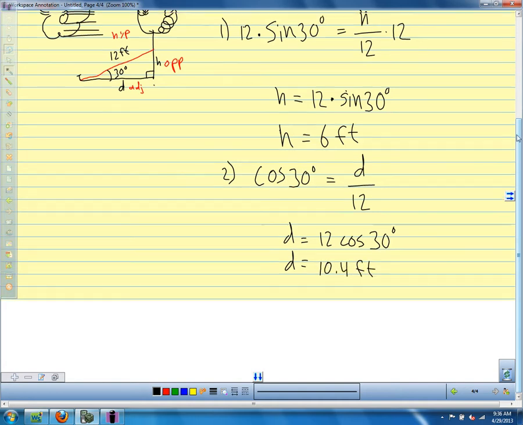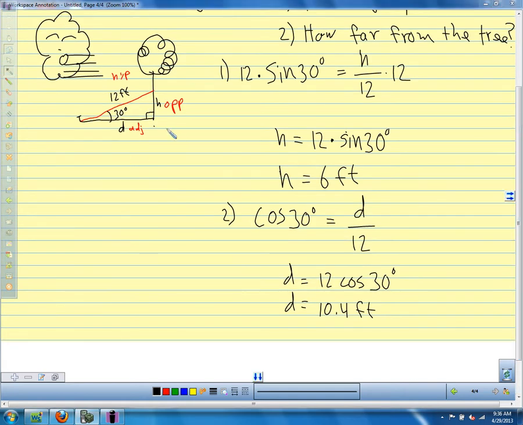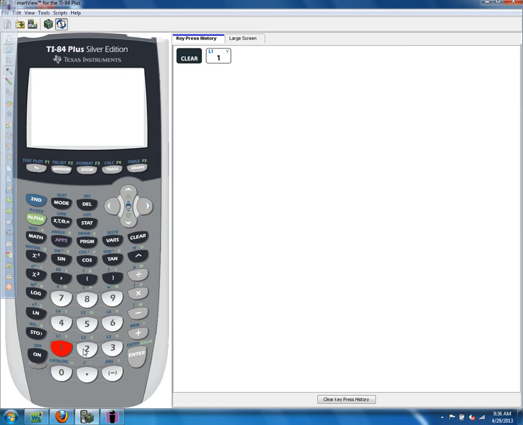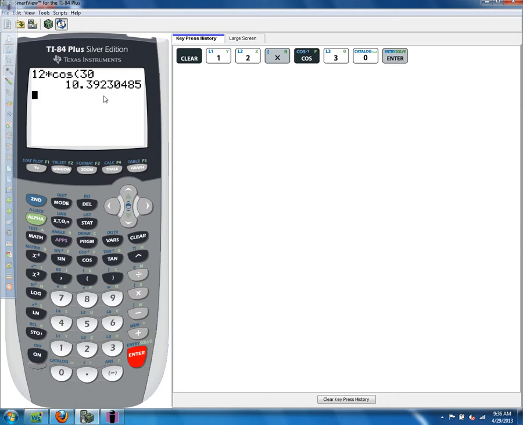So we labeled our sides, wrote our equation based on which parts of the triangle we have. Questions on that example? Right, so let's do that one. So I would do 12 times cosine 30, and I get 10.8.